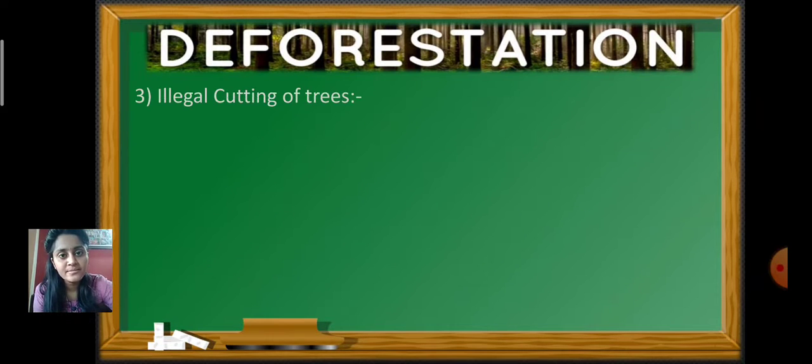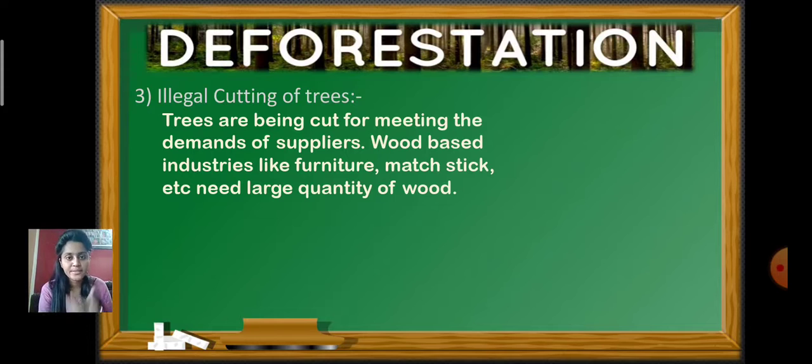Now let's see the third cause, illegal cutting of trees. Trees are being cut for meeting the demands of suppliers. Wood-based industries like furniture, matchstick, etc. need large quantity of wood. Our furniture is made up of wood. Where does wood come from? Trees. Very nice. Because of this also deforestation is increasing. Many people are cutting it illegally, means they are not taking permission of the government. They are just cutting, which is wrong.